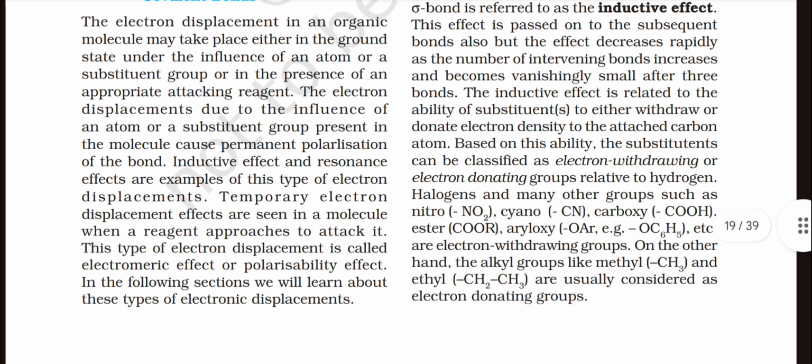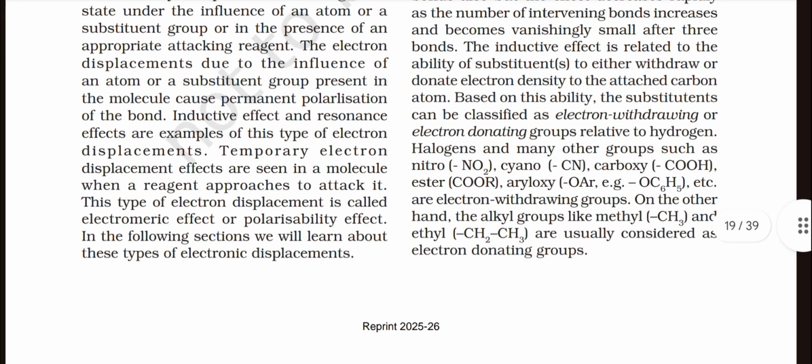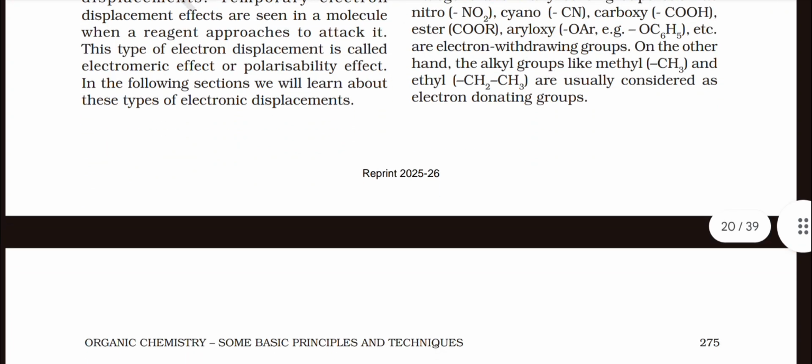The inductive effect is related to the ability of a substituent to either withdraw or donate electron density to the attached carbon atom. Based on this ability, the substituent can be classified as an electron withdrawing or electron donating group relative to hydrogen. Halogen, and many other groups such as nitro, cyano, carboxyl, ester, aryloxy, etc. are electron withdrawing groups. On the other hand, alkyl groups like methyl and ethyl are usually considered as electron donating groups.